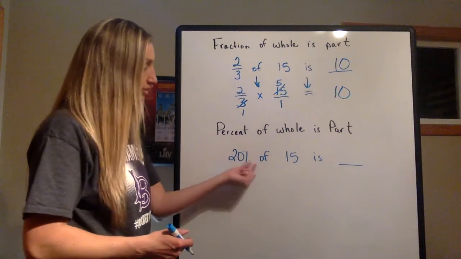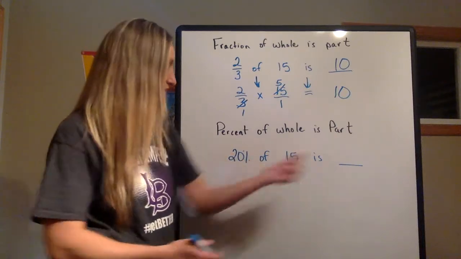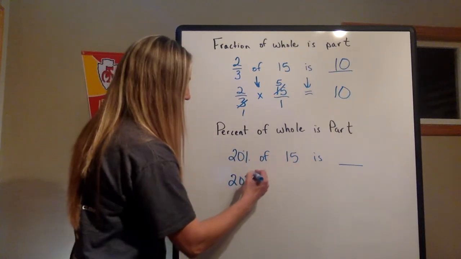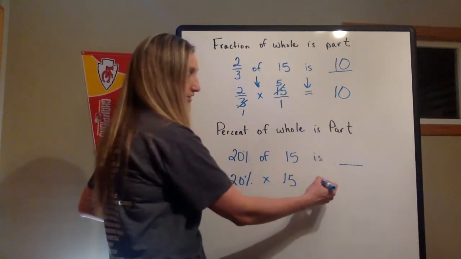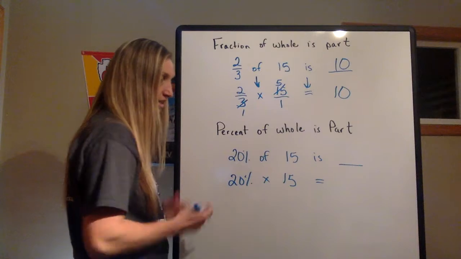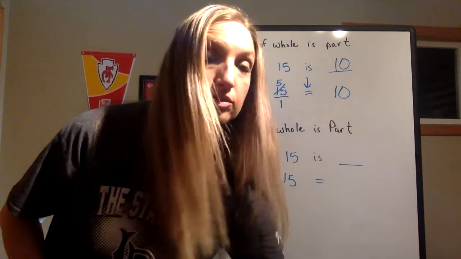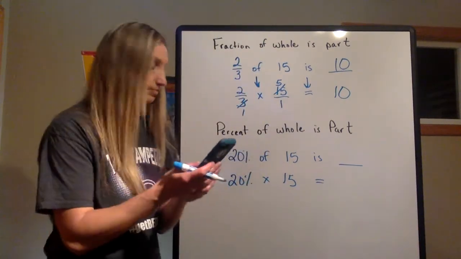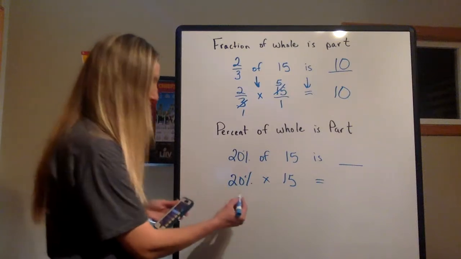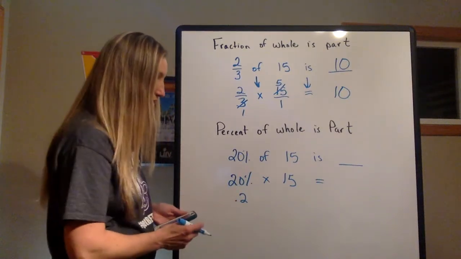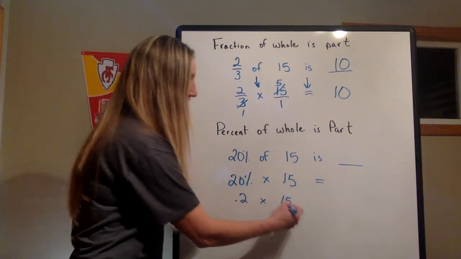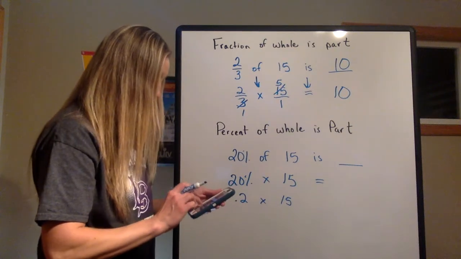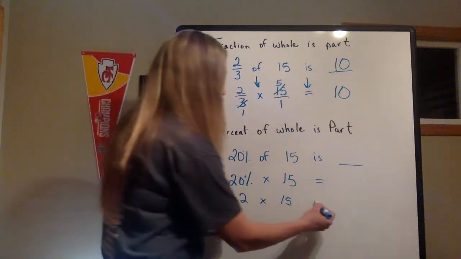And so if I have 20% of 15 is what? So I've got 20%. I'm going to replace the word of with a times sign. Of 15, I'm going to replace the word is with an equal sign. Is what? And so we use our calculator. So get your calculator out. We're going to change 20% to a decimal. 20% as a decimal is 0.2. Just move the decimal point 2 places to the left. Times 15, so 0.2 times 15 is going to be 3.